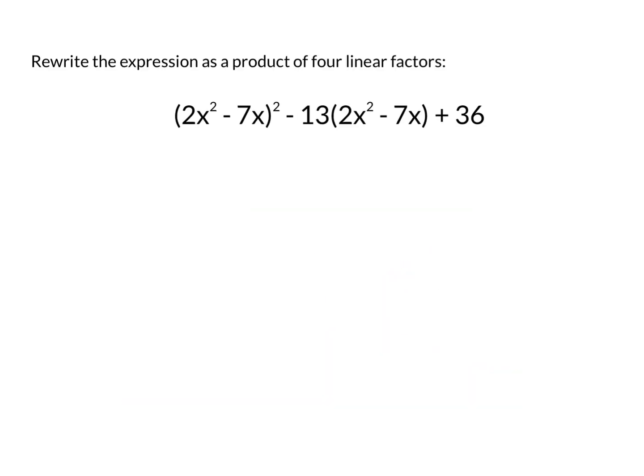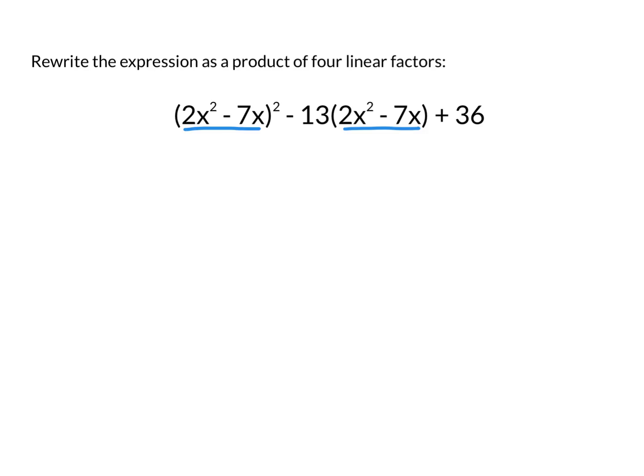Okay, so let's try one more of these. Again, it says rewrite the expression as the product of 4 linear factors. Now that we know the deal with these, right? See how within the parentheses they say the same thing? And not only that, but look, this is set up like a trinomial. You have something squared minus a number times that same something plus a number at the end. Okay, so we have 1, 2, 3 terms, a trinomial.